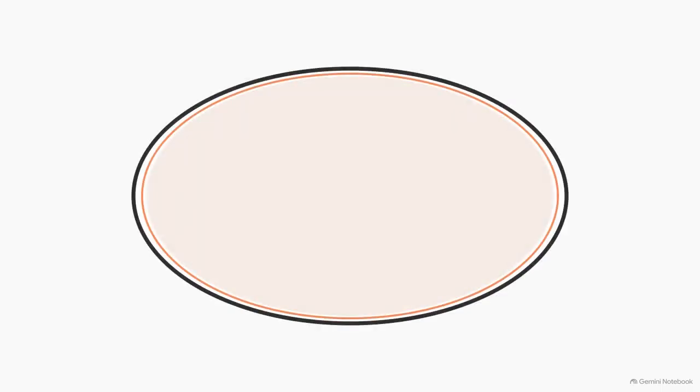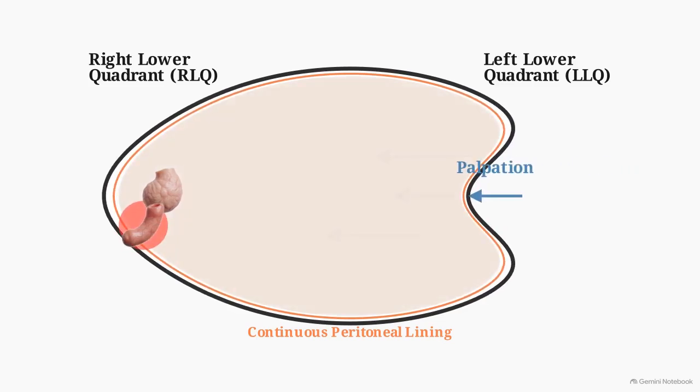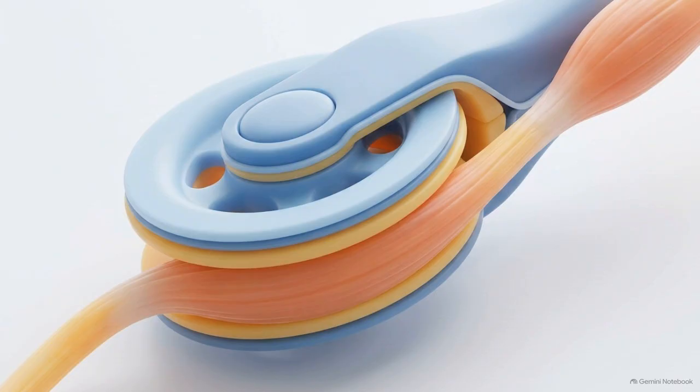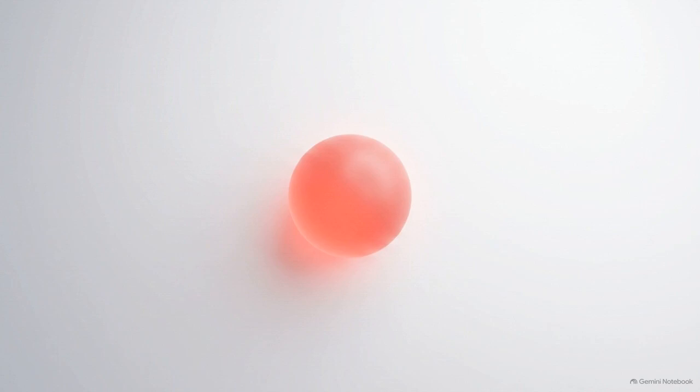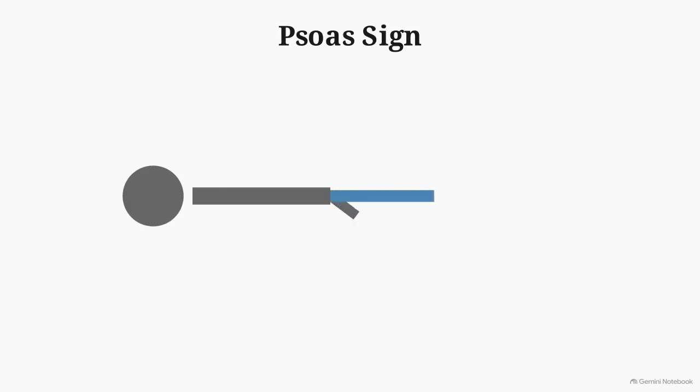The Rovsing sign uses a mechanical proxy. Pressing deeply into the left lower quadrant displaces internal volume. This shift stretches the continuous peritoneal lining spanning the abdomen. That tension travels across the cavity, pulling on the inflamed appendix and triggering localized pain strictly on the right. By using the peritoneal lining as a pulley system, you confirm right-sided irritation without ever pressing directly on the infected site.